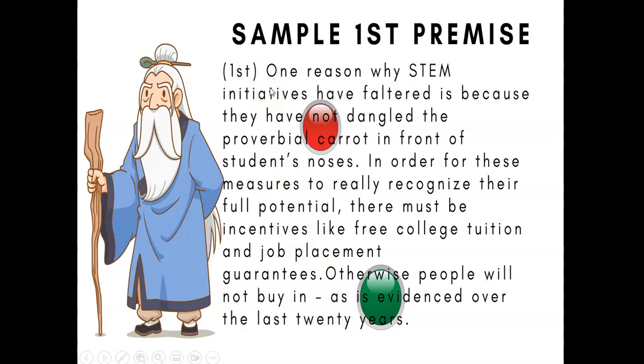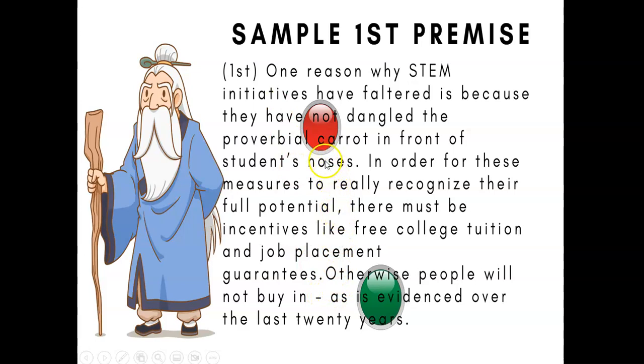One reason why STEM initiatives have faltered is because they have not dangled the proverbial carrot in front of students' noses. In order for these measures to really recognize their full potential, there must be incentives like free college tuition and job placement guarantees. Otherwise, people will not buy in, as is evidenced over the last 20 years.